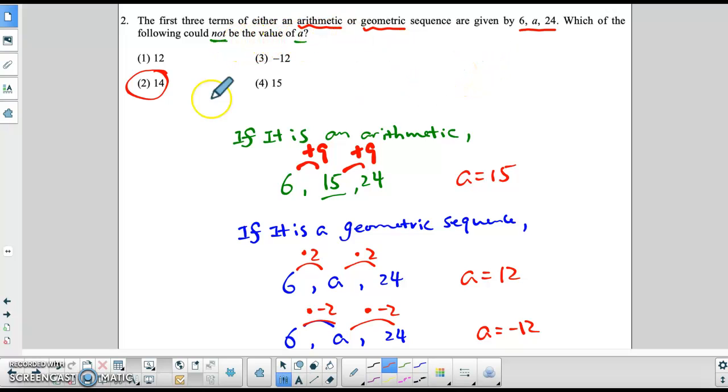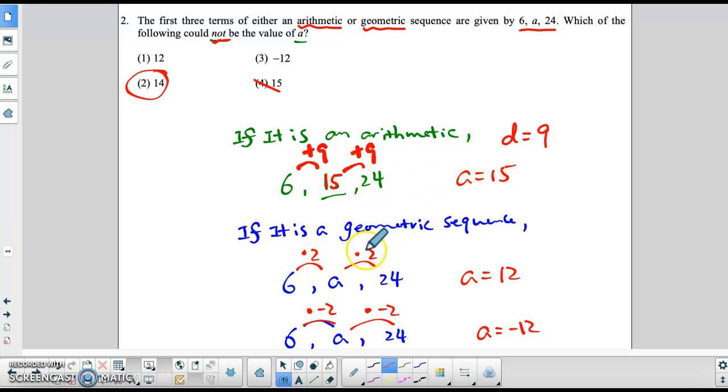Okay, so if you look at my work, yes, it seems like a lot. If it's an arithmetic sequence, that means you are adding the same difference. So in this case, from 6 to 24, if you add the same value, a should be 9, wait, that means your middle term could be 15. We can cross out this one because the question is looking for the impossible value. So a could be 15.